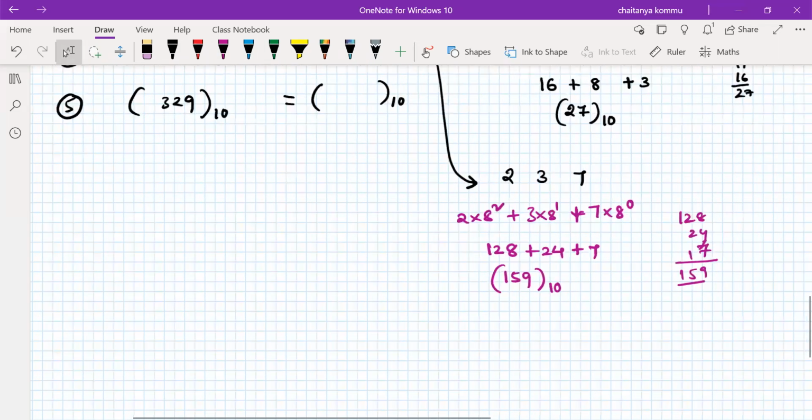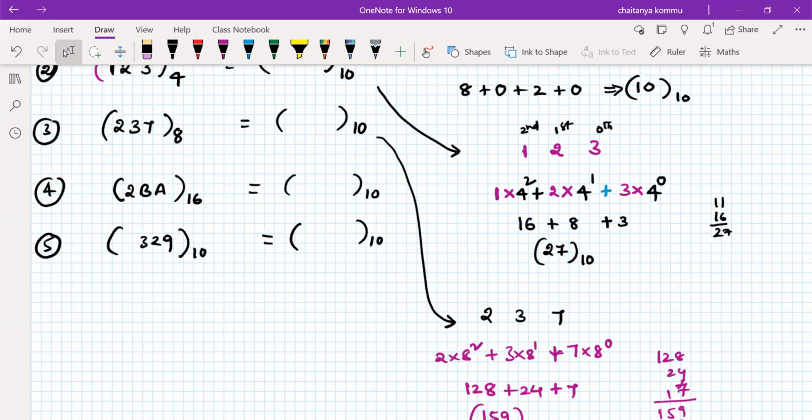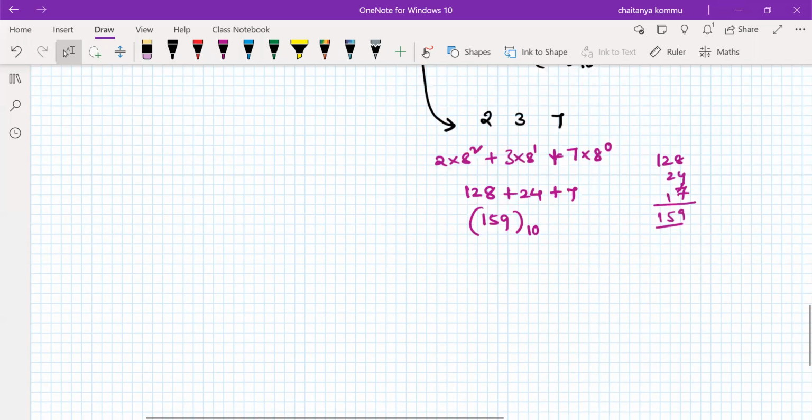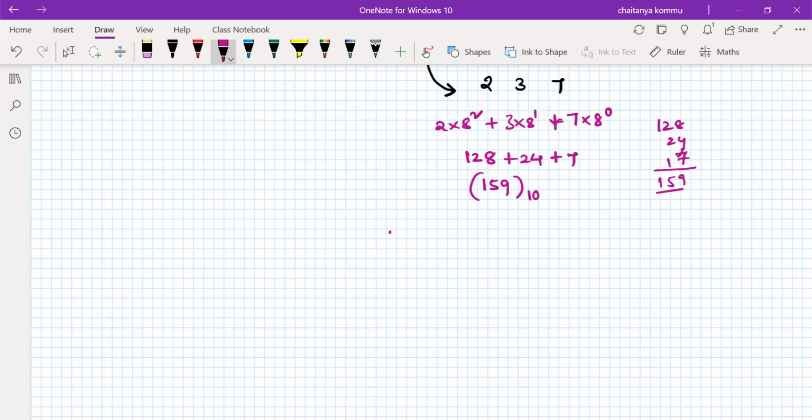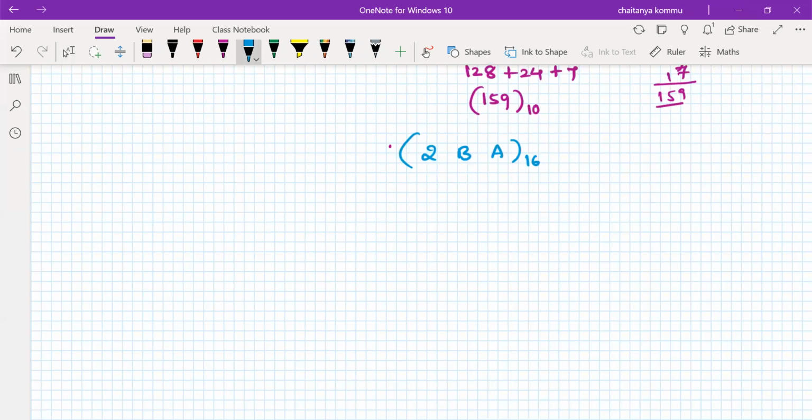So right, like this, for example, we do base 16 also. Another example is 2BA of radix 16. I want to convert it into decimal. So what can I do?